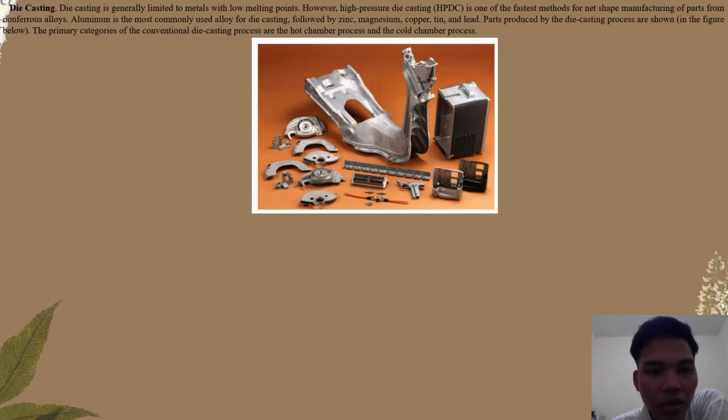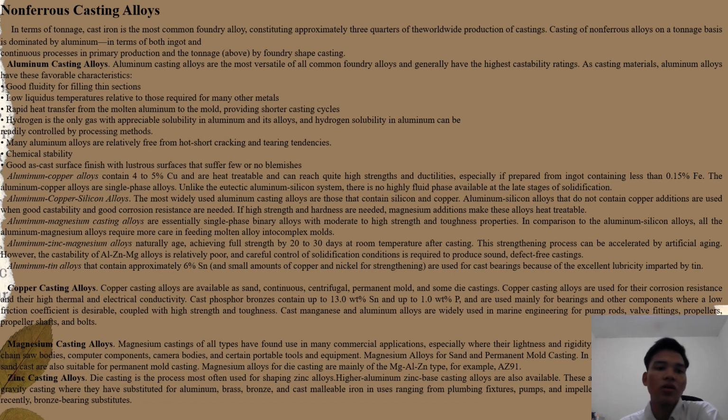Die casting. Die casting is generally limited to metals with low melting points. However, high-pressure die casting (HPDC) is one of the fastest methods for net shape manufacturing of parts from diverse alloys. Aluminum is the most commonly used alloy for die casting, followed by zinc, magnesium, copper, tin, and lead parts produced by the casting process. In the figure below, the primary categories of the conventional die casting process are the hot chamber process and the cold chamber process. The various casting alloys.